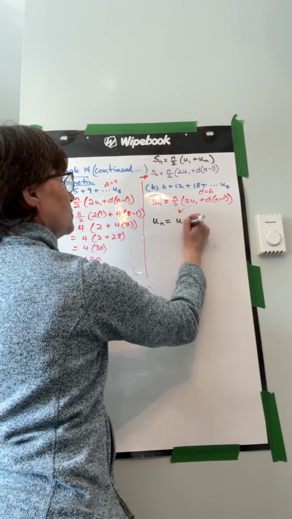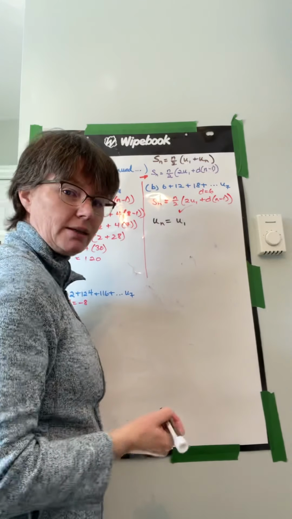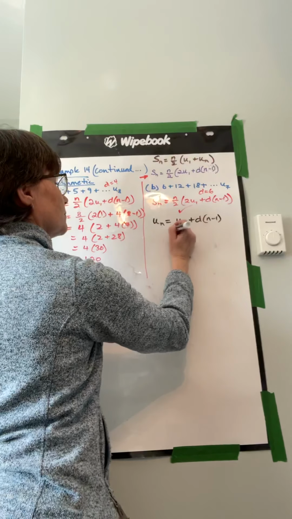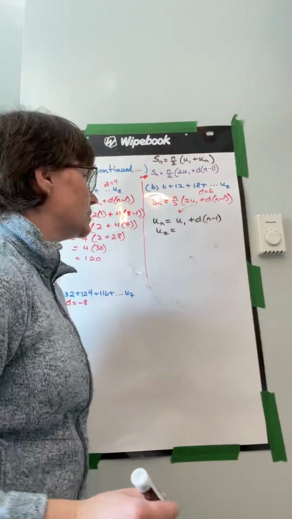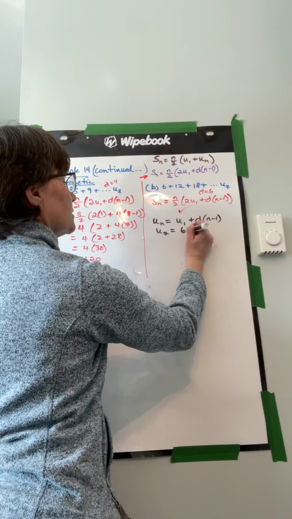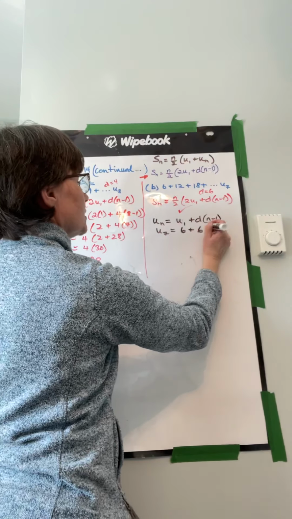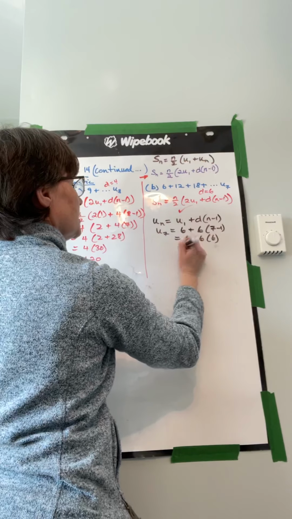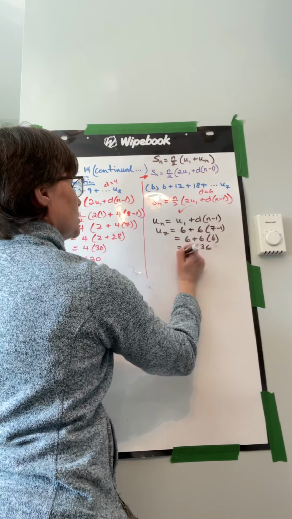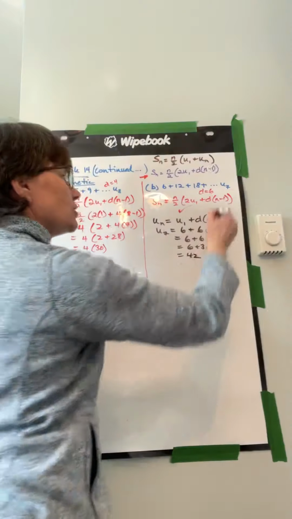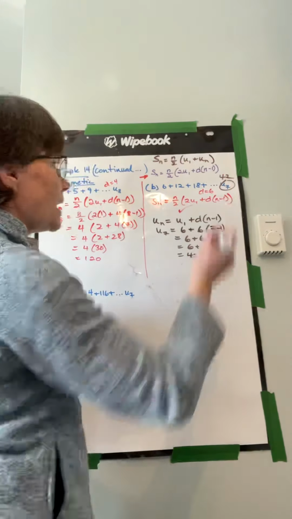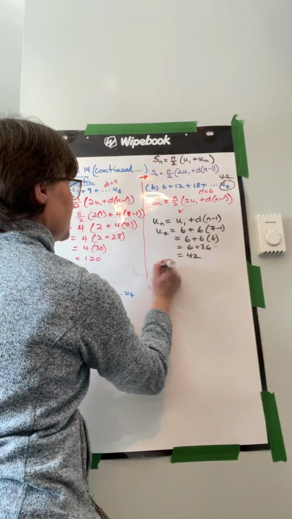u7. So I know un for an arithmetic sequence is u1 plus d times n minus 1. I want to calculate u7. I know that u1 is 6, and I know that d is also 6, and n is 7 here at this point. So 6 plus 6 times 6, 6 times 6, which is 36, so 42. So now I actually know this number is 42. So you could use that first formula instead.